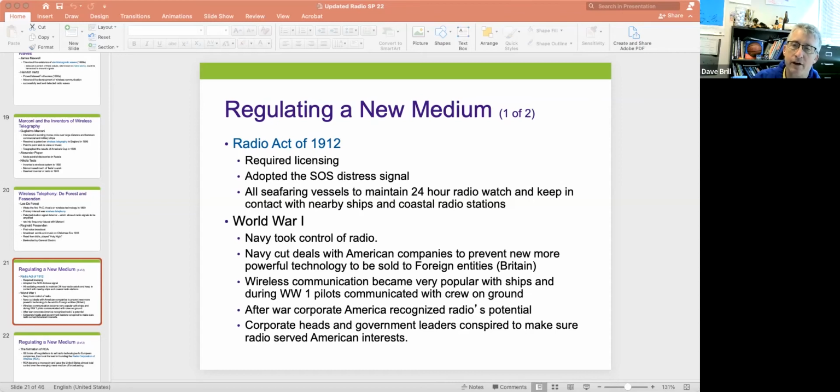Now, the Navy started cutting deals with American companies to prevent new, more powerful technology from being sold to foreign entities. Remember, Marconi was someone on the European side. Well, there were a lot of people in the US government who knew that controlling radio and controlling the patents to radio, they were very much interested in having it stay here on this side of the pond, right? So once the war ends in 1918, corporate America recognizes radio's potential. Corporate heads and government leaders conspired to make sure radio served American interests. They knew in some shape or form, if they could figure out how to make it go from military application to consumer application, that this was going to be a really, really profitable form of mass communication.